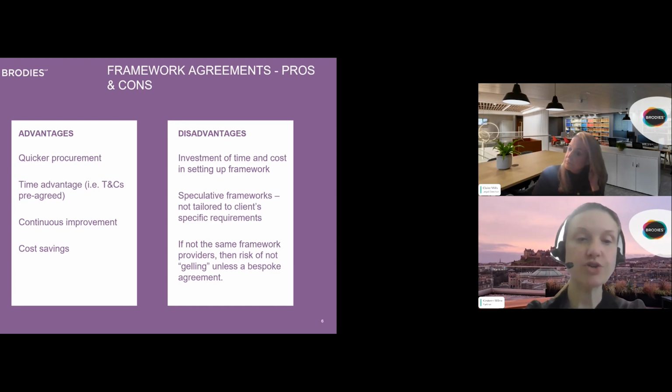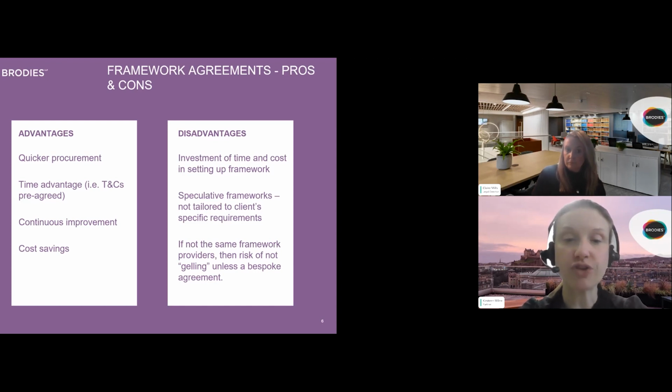If a framework is being used for both the building contracts and appointments, these might not be from the same framework provider, and therefore they may not gel unless it's a bespoke framework agreement, which should have been drafted in order that the contracts knit together. I've seen projects where there clearly has been a bit of framework shopping to procure the parties that the client wants to use for the project, and that does tend to result in a mismatch of contractual terms.